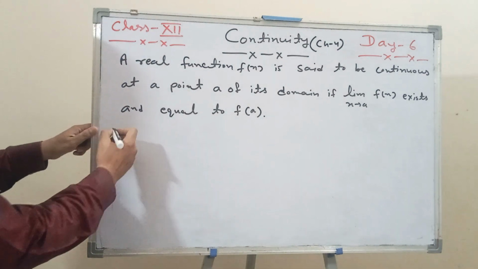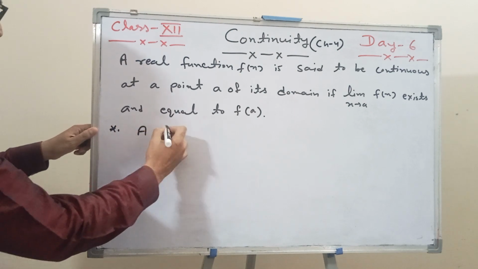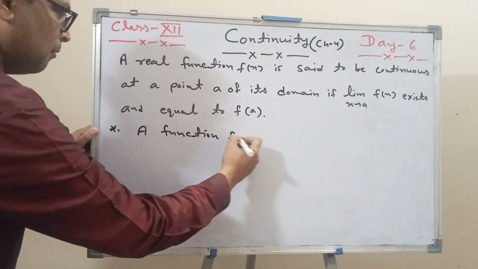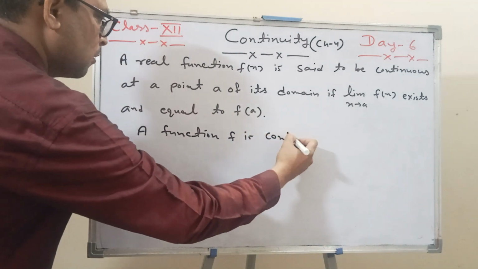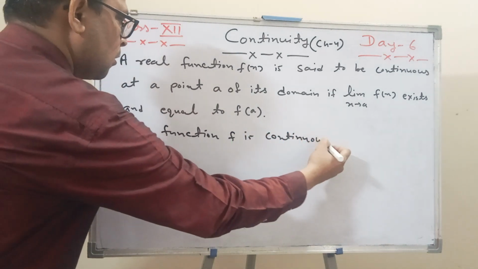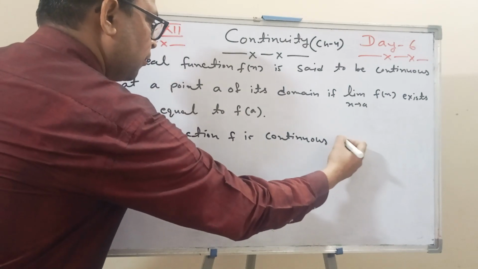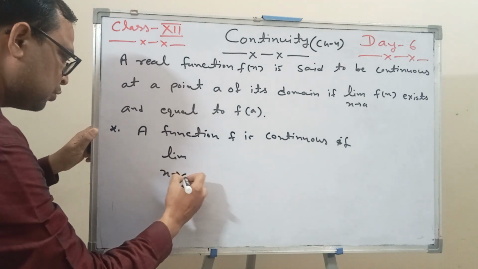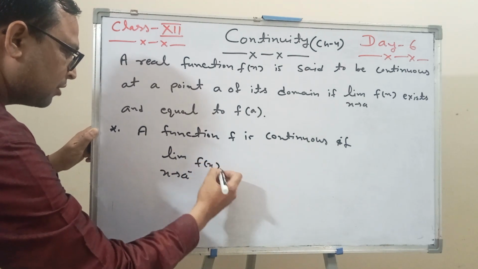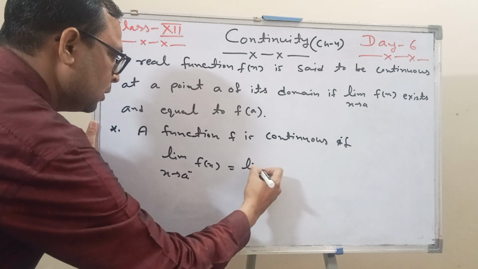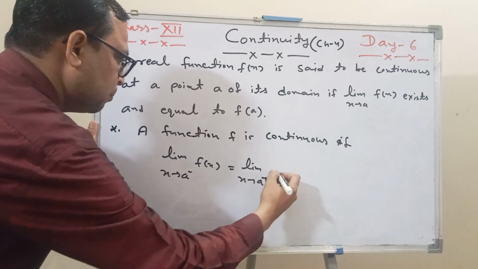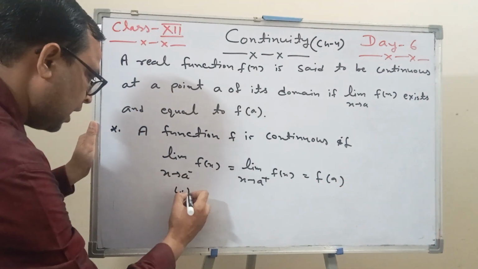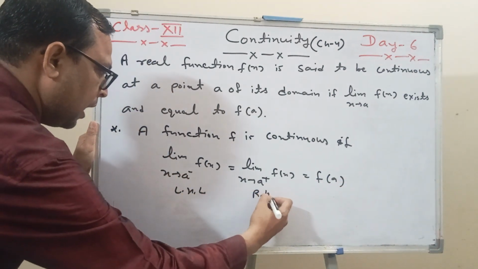Other way we can say that a function f is continuous if limit x extend to a minus f(x), means left hand limit, is equal to limit x extend to a plus f(x), means right hand limit, equals to f(a). This is our LHL and this is our RHL.